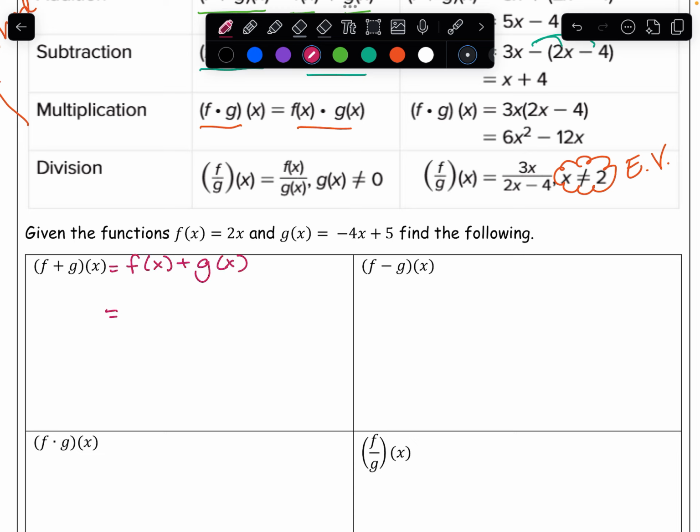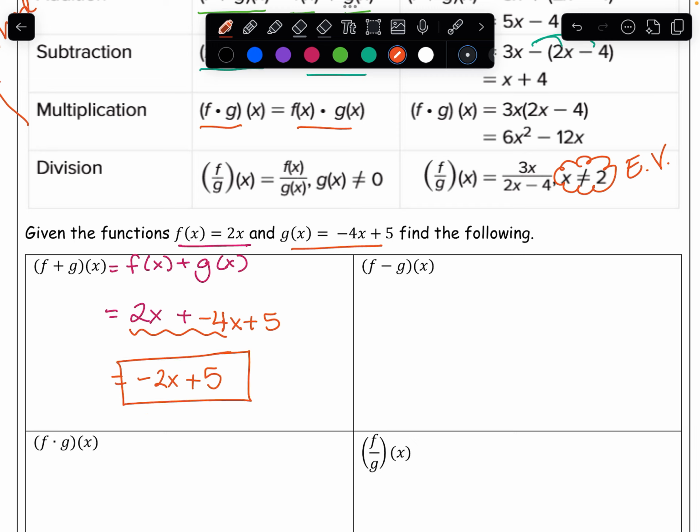f of x is 2x plus g of x, which is negative 4x plus 5. Combining like terms will give us negative 2x plus 5. It's as easy as that. It's just new notation that we're bringing into play.